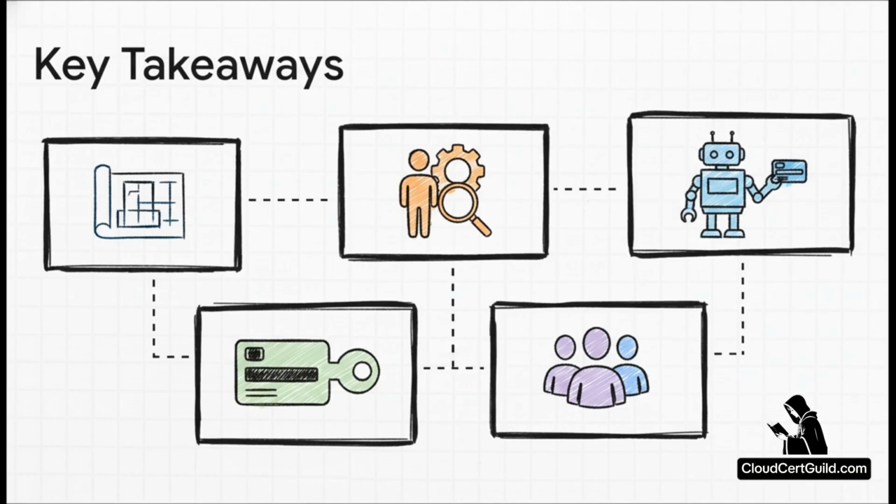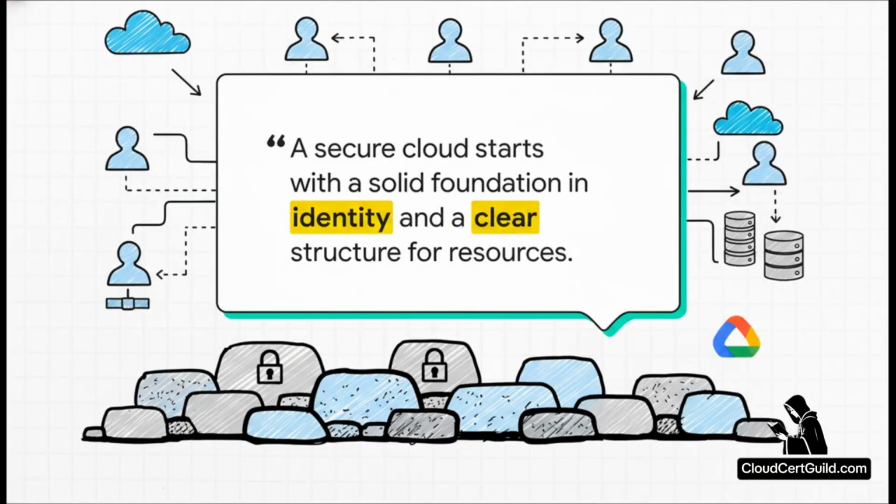Fourth, make your life easier and more secure. Manage access for groups, not individuals. And finally, don't forget about your robots. Give them their own secure keycards using service accounts. And that's really the heart of it all. See, great cloud security isn't about some single magic tool. It's a strategy. And it all begins with that solid foundation, properly managing identity and creating a clear, logical structure for all your resources. The good news is, you now have the essential architectural knowledge to do both.